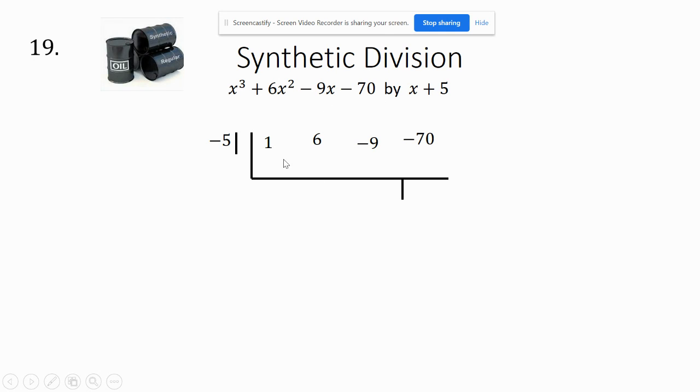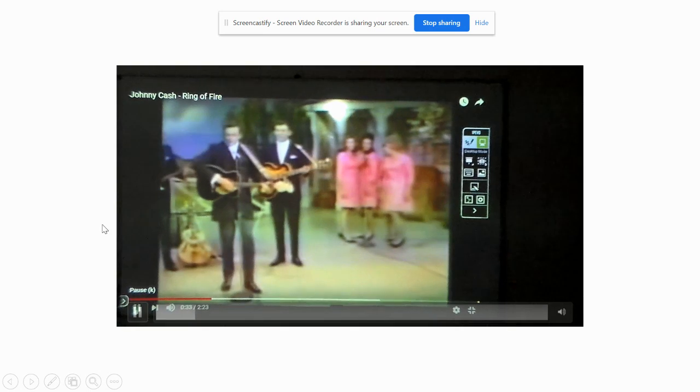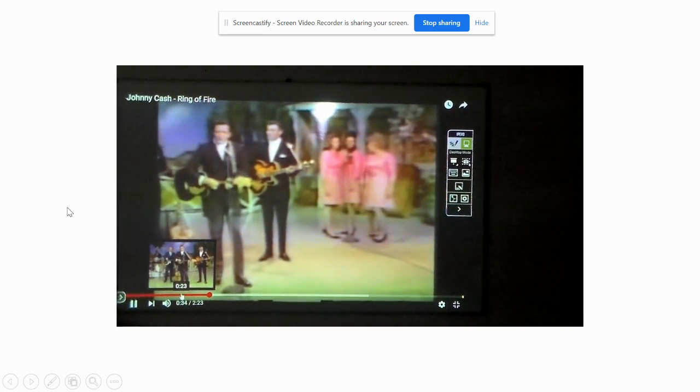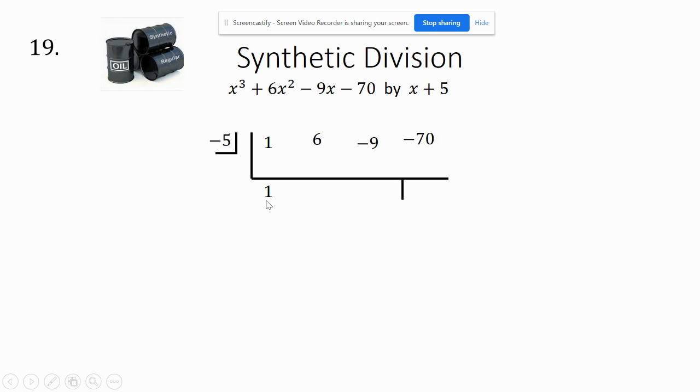And then remember Johnny Cash? Bring the first one, bring it down. Down, down. Just bring the 1 down. And like before, we take negative 5 times 1, which is negative 5. Add them. 6 and negative 5 make 1. Take negative 5 times 1 is negative 5. Add these two, which is negative 14. Negative 5 times negative 14 is positive 70. Oh, I got a 0, meaning that it goes in evenly.